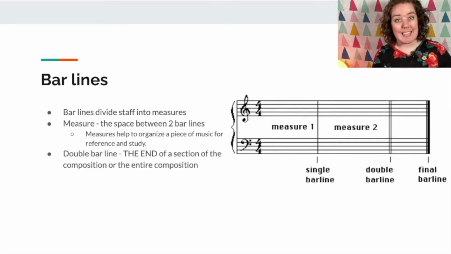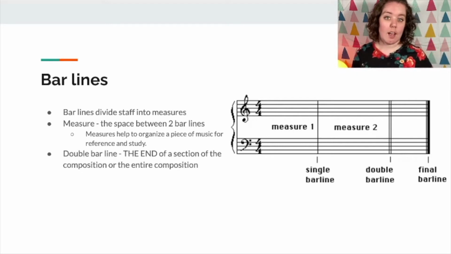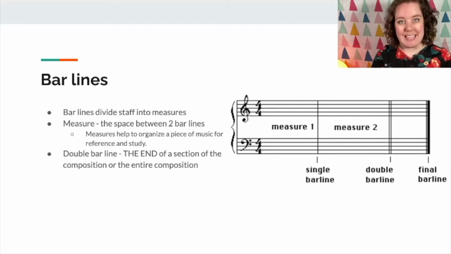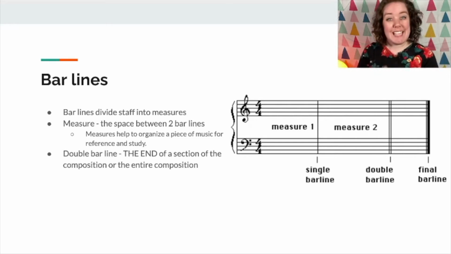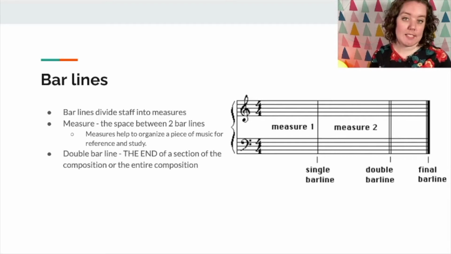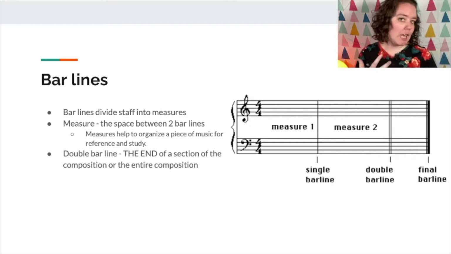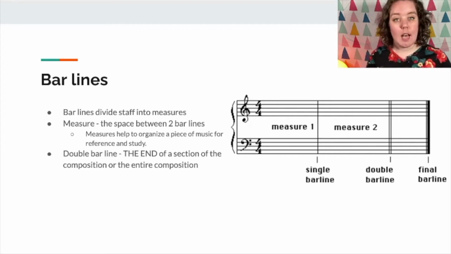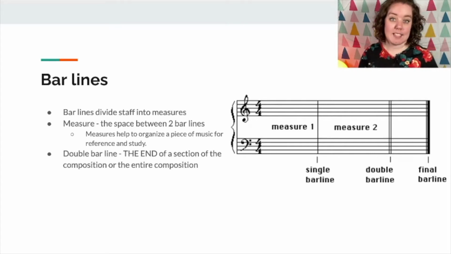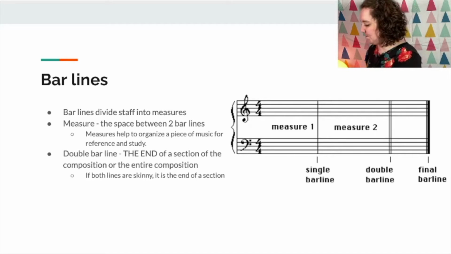A double bar line at the end of the music is how we either split the music into sections or actually have an end to it. If it's a skinny double bar line, it's usually the end of a section, some kind of drastic change happening in the music. If you have that thicker line at the very end, it means it's the absolute end of the piece.